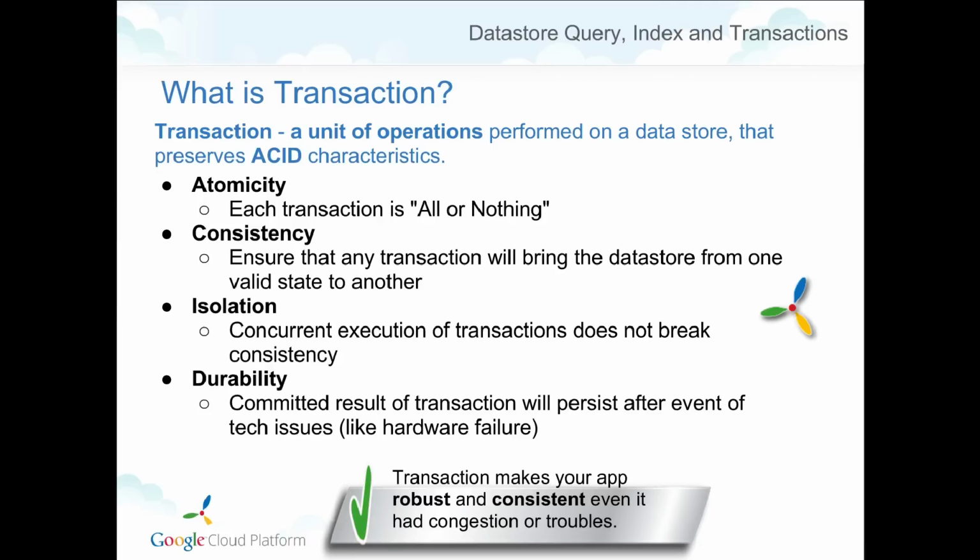Durability means you have to use a hard disk drive to store the result of the data store updates. If you're storing everything in memory, you will not have any durability. So transaction means your application is robust and consistent. For simpler applications which don't require robustness, you don't have to take care of transactions. A hobby application, for example, doesn't need the transaction entity group I'll be discussing.